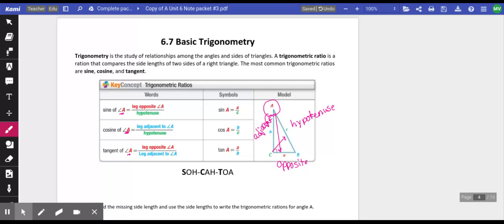So the sine of A is the opposite leg over the hypotenuse. So I always write it as O over H. The cosine of A is the adjacent leg over the hypotenuse, or A over H. And the tangent is our opposite leg over our adjacent leg. So that's O over A. There's this acronym SOHCAHTOA to help us remember it. So sine is opposite over hypotenuse. Cosine is adjacent over hypotenuse. And tangent is opposite over adjacent.